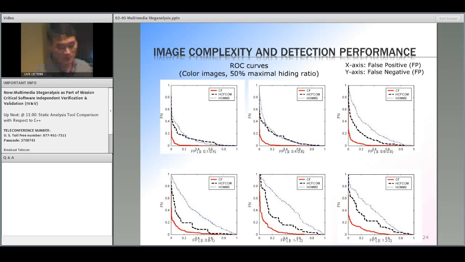This shows the different performance of different algorithms. And the algorithm of our paper published in 2008, 2009 corresponds to this red curve. Of course, as time progresses, more efficient and more effective algorithms are developed. It shows the 3 different algorithms with very different performance results.